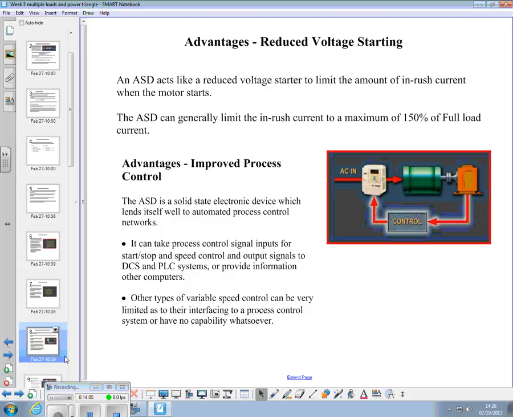Advantages: reduced voltage starting. An ASD acts like a reduced voltage starter to limit the amount of inrush current when the motor starts. So we all know what the ammeter does on an induction motor when you push the start button and you get that big starting current flow. The ASD acts to reduce that, so it can limit this inrush current to a maximum of 150% of full load current. And any one of you that set one of these up know there's a whole list of parameters you can adjust on these things.